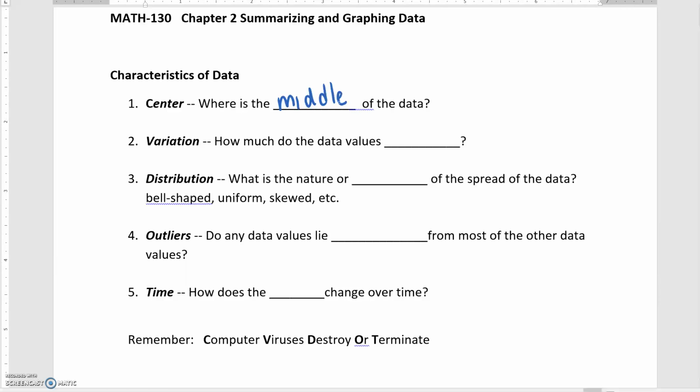The next term is variation. How much do the data values vary? Or how far apart are they?